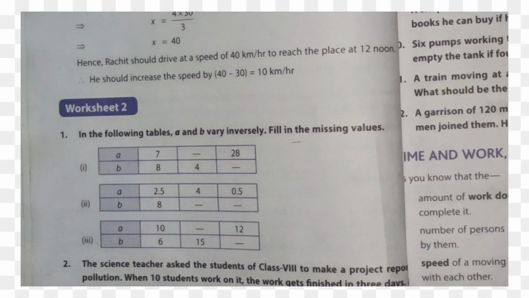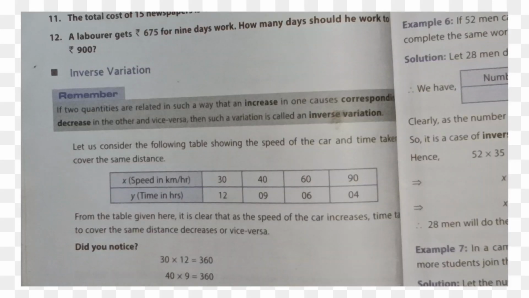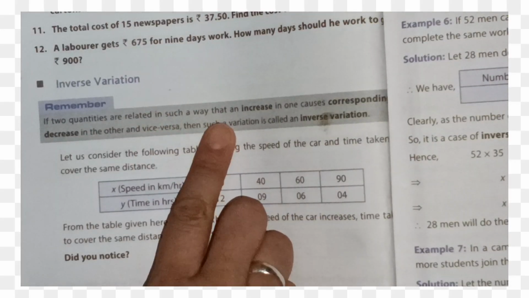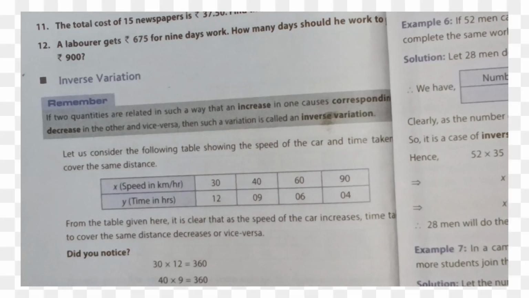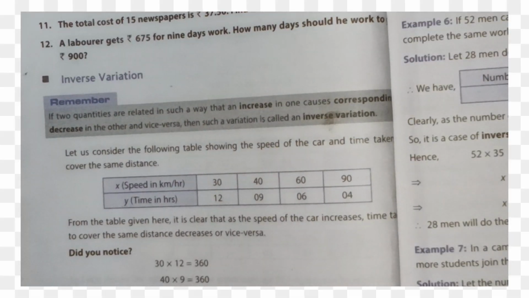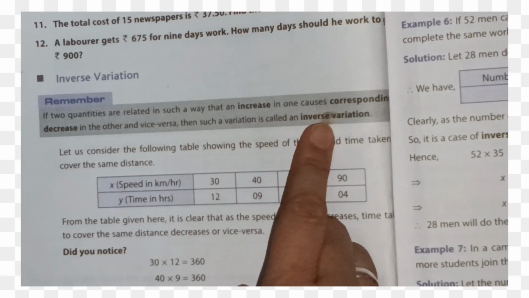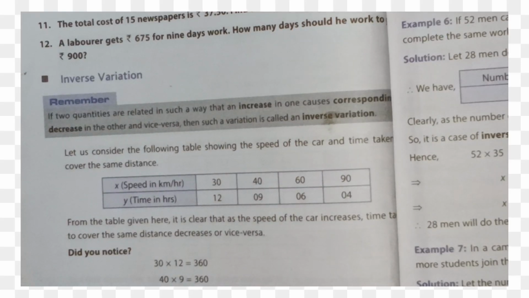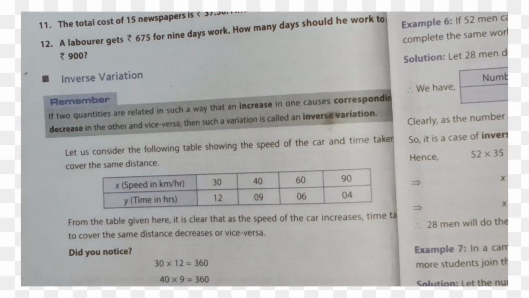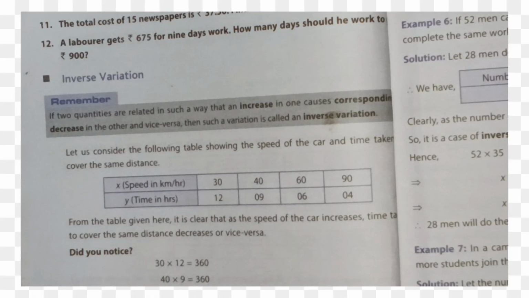So firstly, to start this worksheet, we can discuss the definition of inverse variation. The definition of inverse variation is: if two quantities are related in such a way that an increase in one causes a corresponding decrease in the other and vice versa, then such a variation is called an inverse variation. In simple terms, if one quantity is increasing and the second quantity is decreasing, then this is a case of inverse variation.